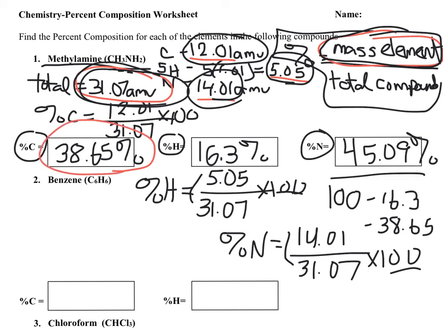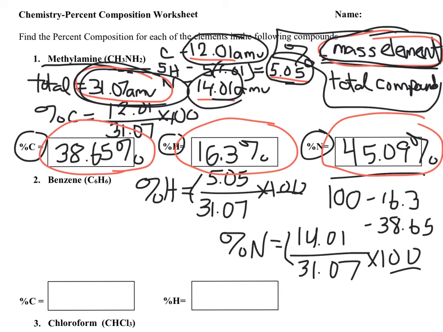Now, with a little bit of rounding in that, it's not always perfect, but you can always double check and say, all right, is 38.65 plus 16.3 plus 45.09 adding up to about 100%? And yes, it does. So it's very close, so therefore this looks like good work.